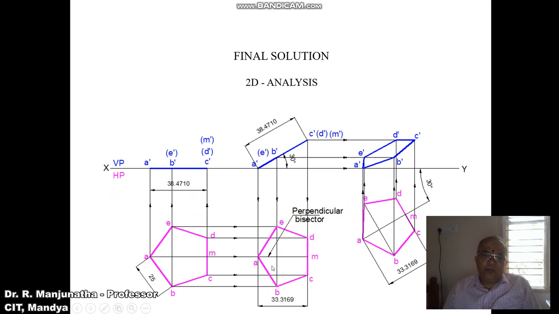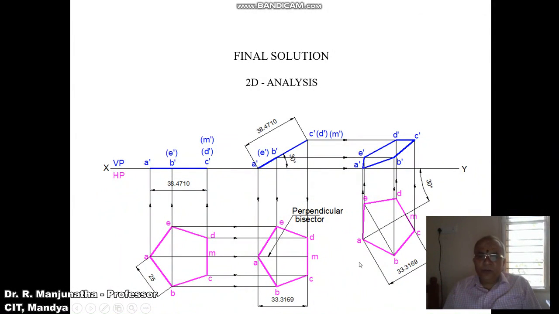Similarly, we measure the distance from this point to B and also from this point to E. Both have the same distance, so transfer from this point below the AM line to get this point B, and also above that line which will be E. Then you mark A, B, C, D, E and M. Then join A to B, B to C, C to D, D to E and E to A.